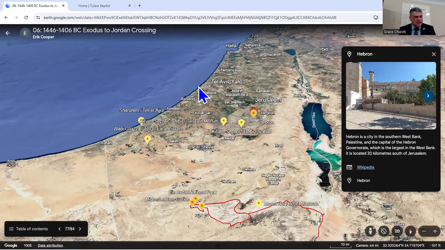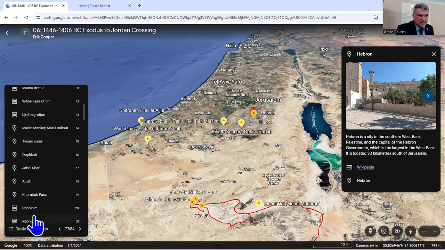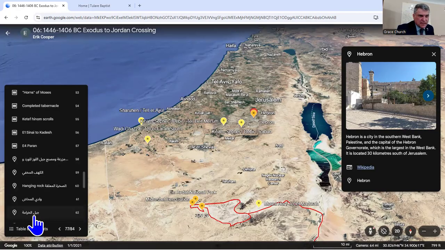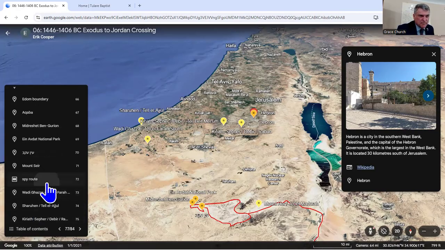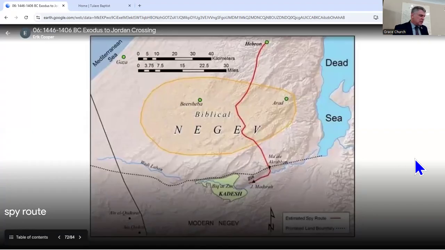So let's take a look. Let's pick up in Numbers 13, verse 25. In fact, let me go back to the map here showing the spy route. Put that up here since that's what we're looking at. Spy route.